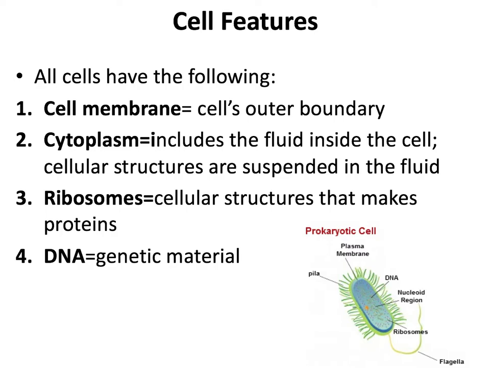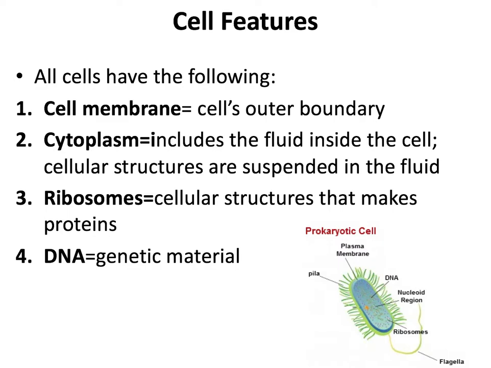The second part that's really important in all cells is the cytoplasm, which kind of fills up the inside of the cell. It's this fluid. And then you have something known as ribosomes. Ribosomes make proteins. We know how proteins are really important. They're messengers. They help us fight disease. They have a lot of different functions, and they're made in the ribosome.